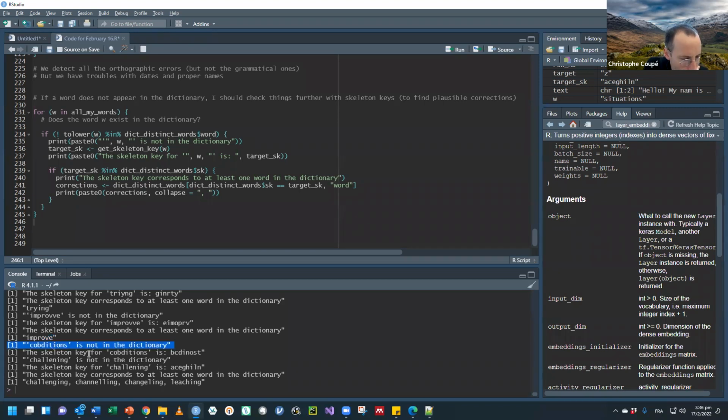Conditions. Actually, the skeleton key is not in the dictionary, so we cannot propose any correction for this word. For challenging, the skeleton key, we compute it, and we have a number of corrections. And in these 4 words, there is the word we are looking for. So you see, I'm going to make a small addition.